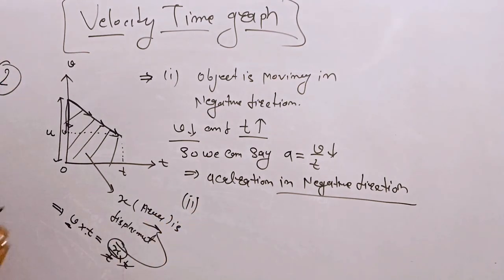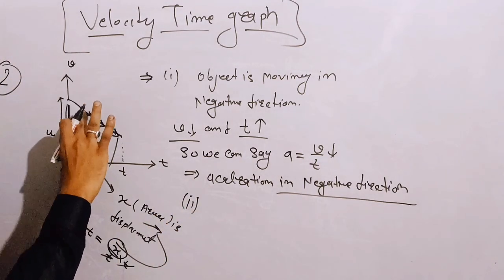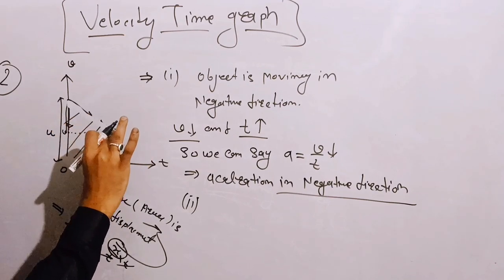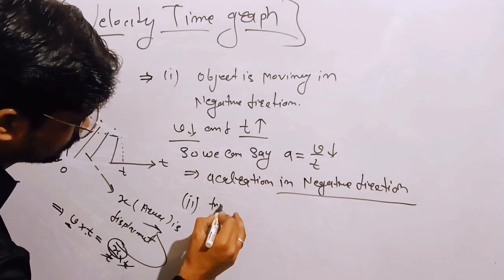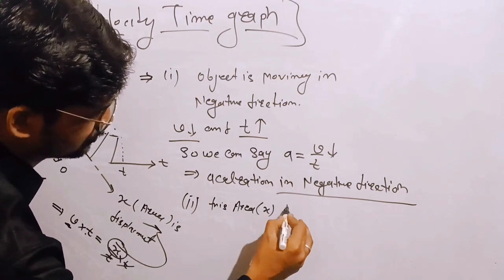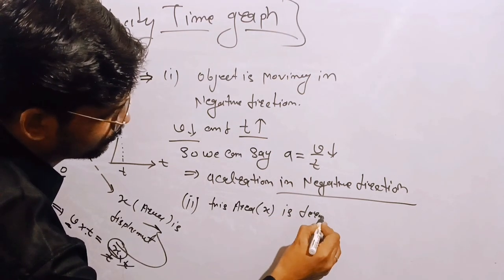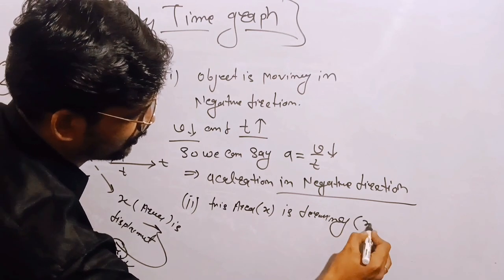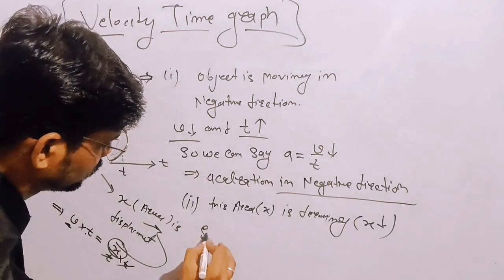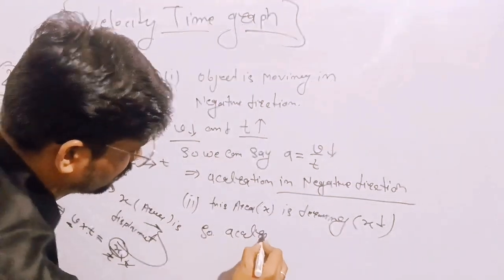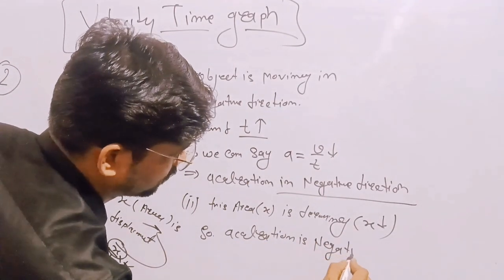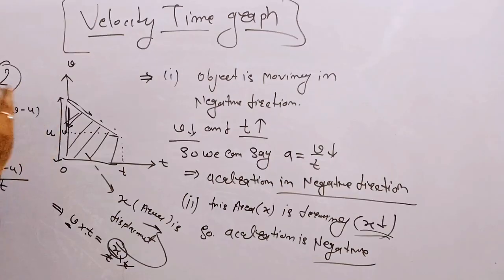And the second point is the area under the curve is also decreasing, because from the initial point to the final point, initial time to the final time t, the area under the curve is also decreasing. So this area x is decreasing. X is decreasing, so acceleration is also negative.